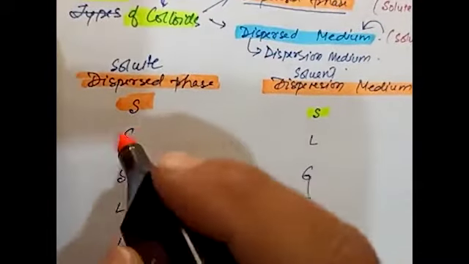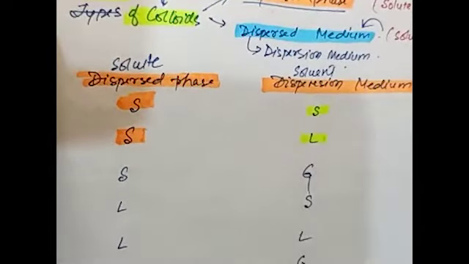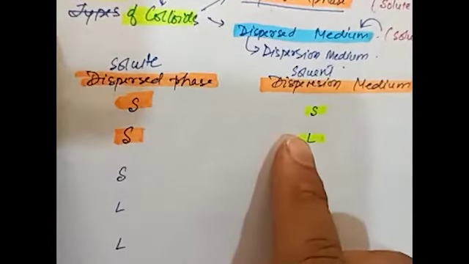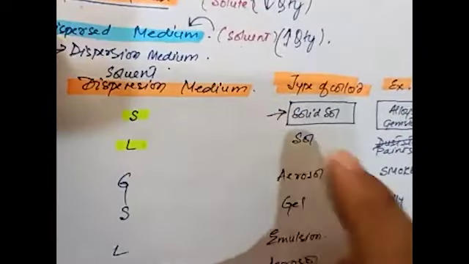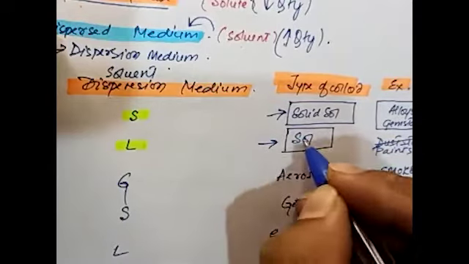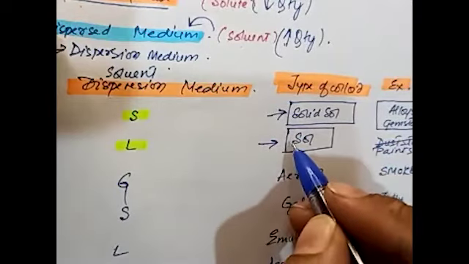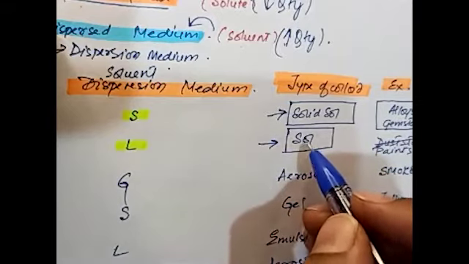Second, if the dispersed phase is solid and the dispersion medium is a liquid, then they are known as simply sol. Dispersed phase is solid and dispersion medium is liquid, this is called sol. Okay, this is known as sol.